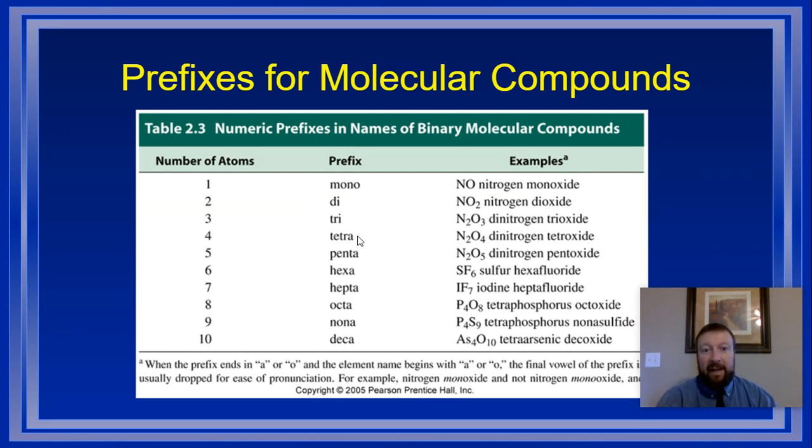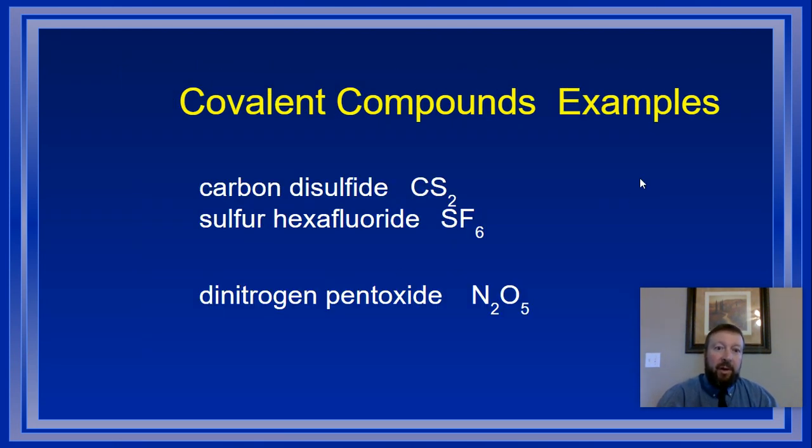Mono, di, tri, tetra, penta, hexa, hepta, octa, nona, deca. It does go higher than that, but you never have to do any. 1 through 10 are the ones that you basically should memorize and have those down. So if you go back to looking at examples, carbon, there's only one of them. So you say carbon disulfide, must have meant there were two. Sulfur hexafluoride. Well, that must mean there's 6 fluorine. Hexa was 6. Dinitrogen means there's 2 nitrogen, and penta, which is 5, means there's 5 oxygen.